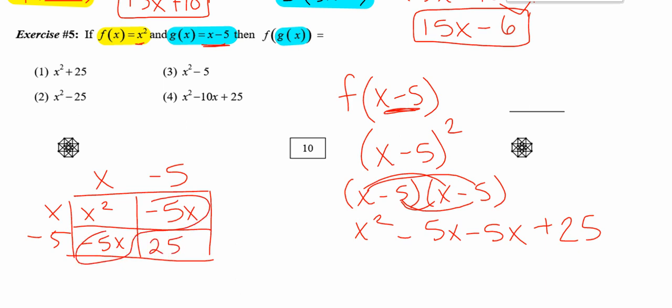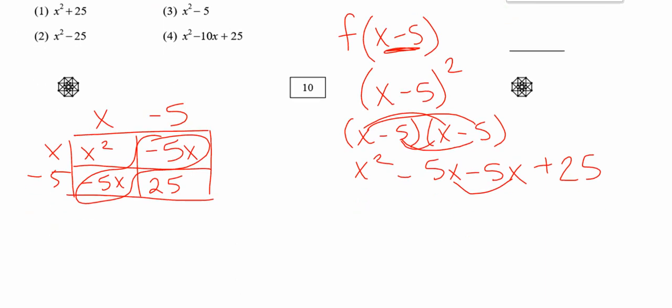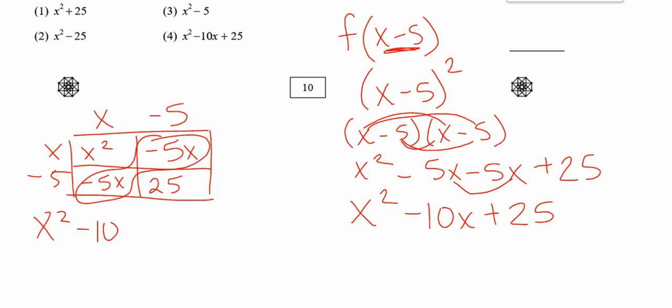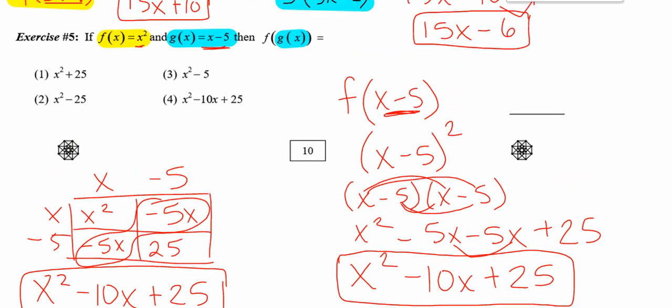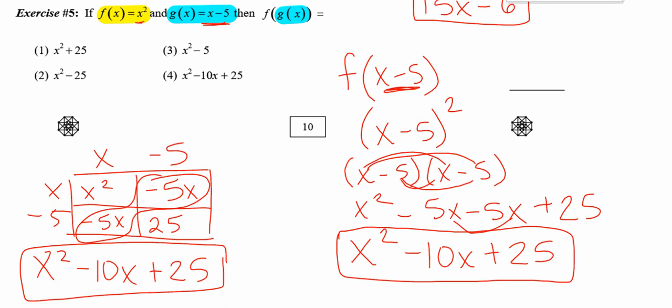For my box people, we're going to combine these things that are circled. My foiling folks, we're going to go ahead and combine our like terms in the middle. We get x squared minus 10x plus 25. And you should get the same for my box method people. So whichever method that you do, you choose what's best for you.